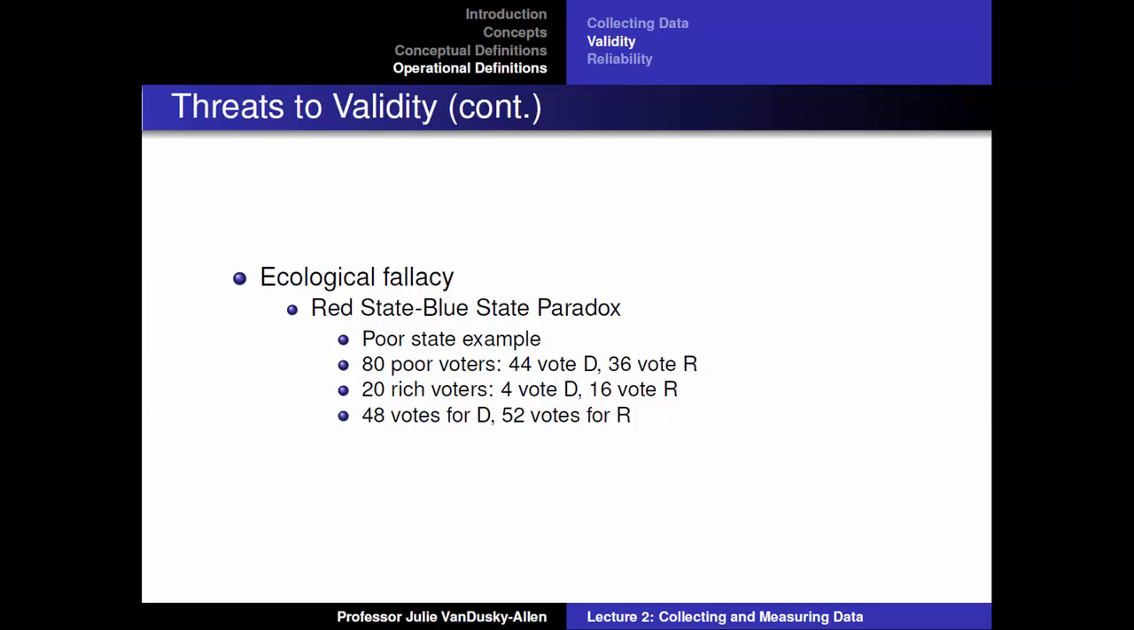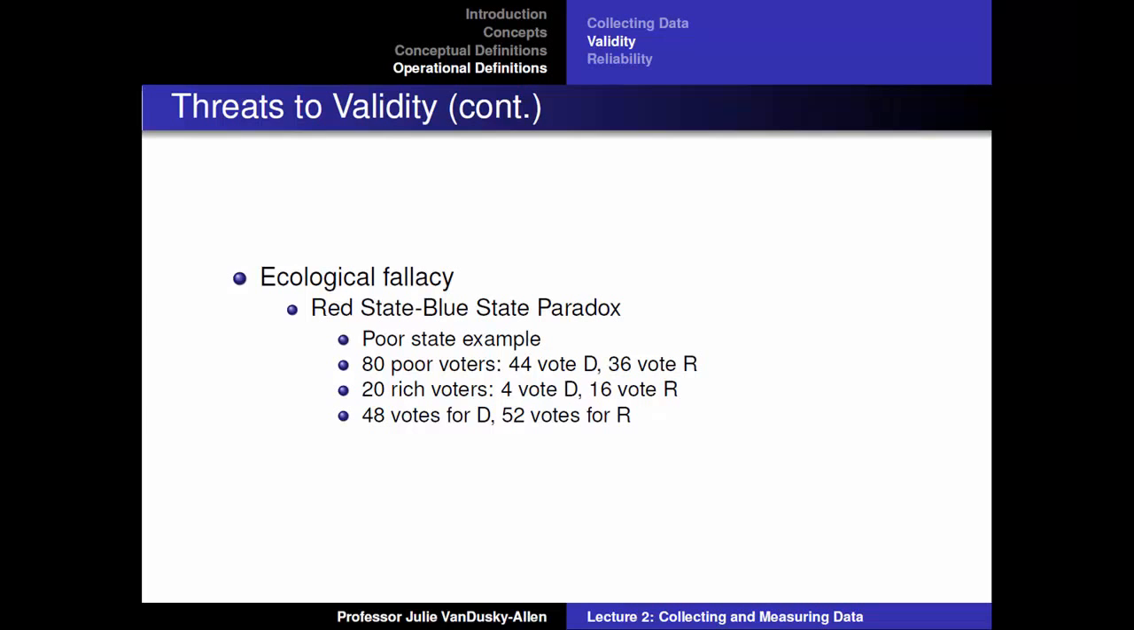Another threat to validity is the ecological fallacy. An ecological fallacy occurs when you collect aggregate level data and apply it to individual level behavior. For example, we know that at the individual level, low-income voters are more likely to vote for Democrats, while high-income voters are more likely to vote for Republicans. However, when we look at the data at the state level, low-income states tend to vote for Republicans, while high-income states tend to vote for Democrats.